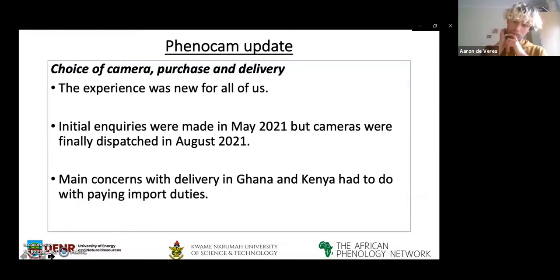Navigating through the purchases and international delivery was quite complex. So you can imagine that enquiries were made on the cameras somewhere in May 2021, and they were finally dispatched in August 2021. So that took quite some time.